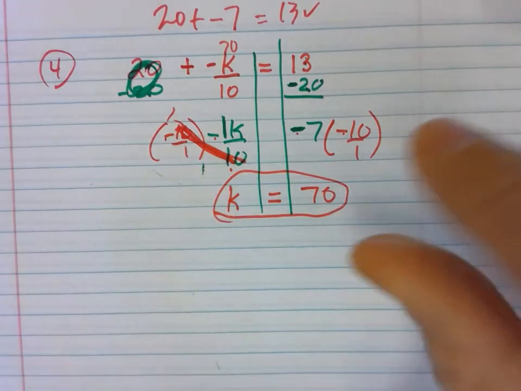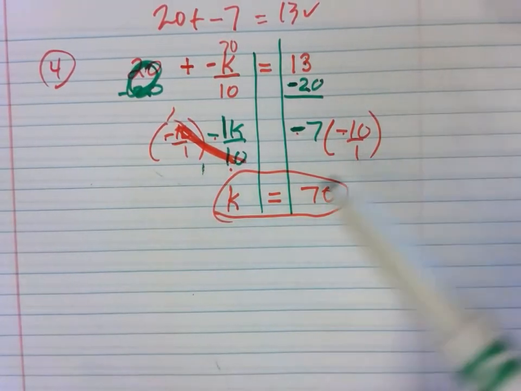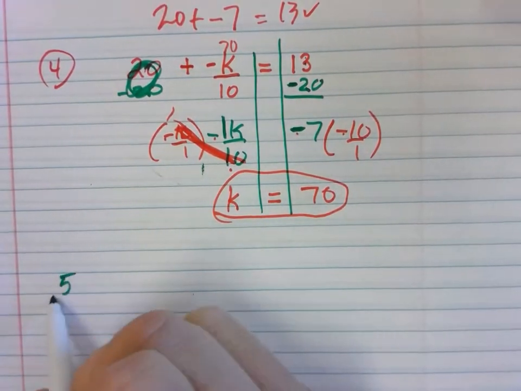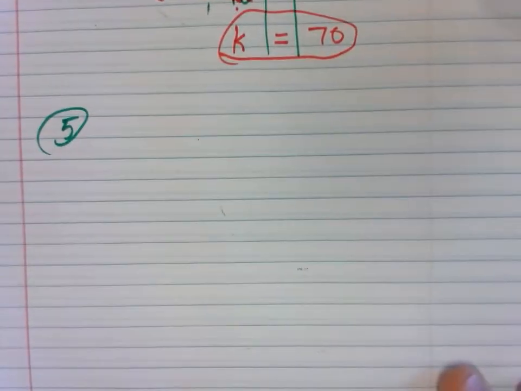Okay, take that little fraction, flip it over. All right, the last one, number 5.